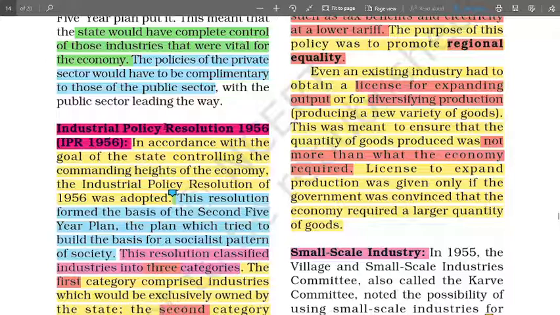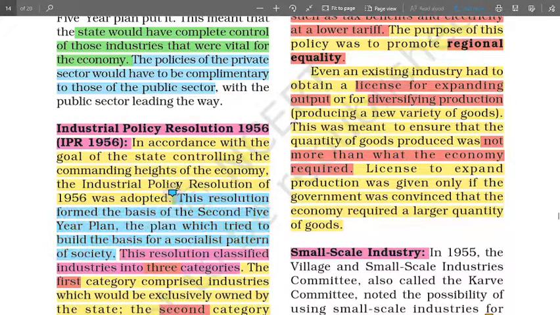For development of any sector, we need policy. So this is the policy for industries. Okay, so what is this policy? In accordance with the goal of the state controlling the commanding heights of the economy, this policy, IPR in short, was adopted in 1956. And it was at the same time that we started the second 5-year plan. This second 5-year plan was to push forward industrial development, although we had the socialist pattern of society from the first year.